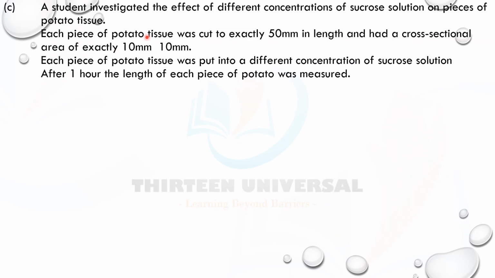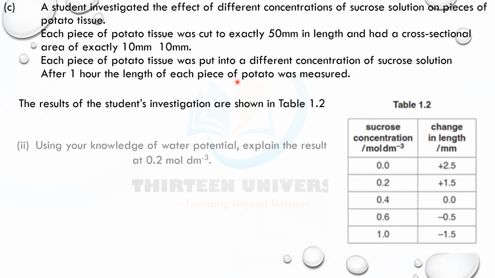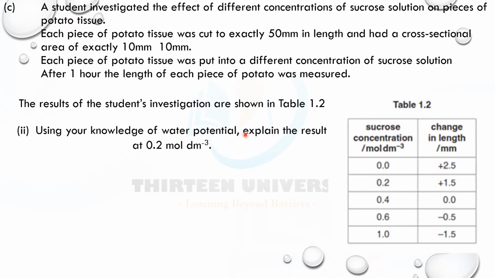Now, a student investigated the effect of different concentrations of sucrose solution on pieces of potato tissue. Each piece of potato tissue was cut to exactly 50. I've read this before. The second question we're looking at, the result, yeah, that's it. Let's go to the second question. Using your knowledge of water potential, explain the result at 0.2. So, why is 0.2, right? Why is there an increase? Pause the video and try.